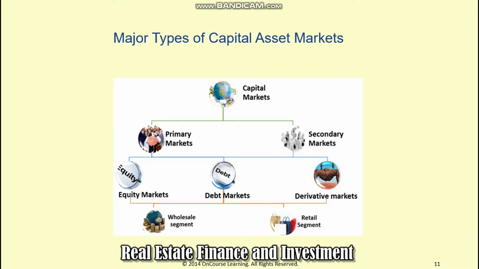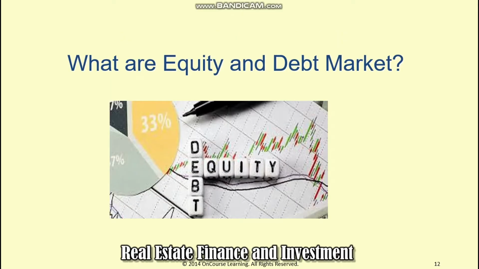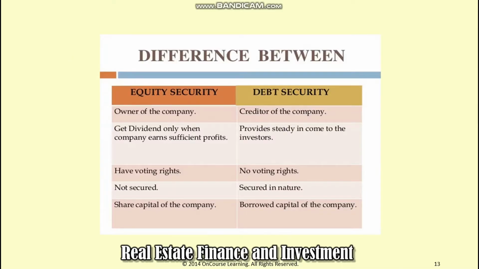Another important division in the capital market is made on the basis of the nature of assets or security traded, which are equity market, debt market, and derivative market. What are equity and debt market? What is the difference between these two? Equity market or the stock market is the arena in which stocks are bought and sold.